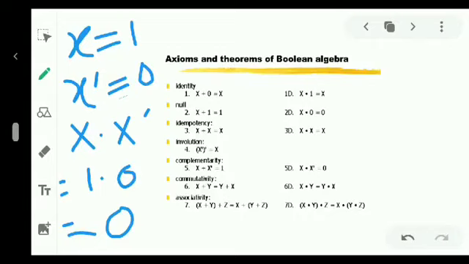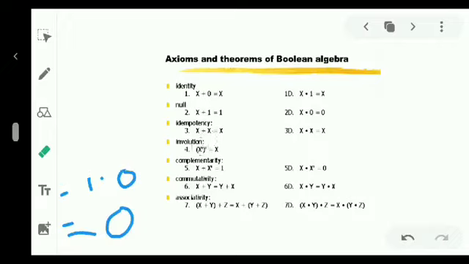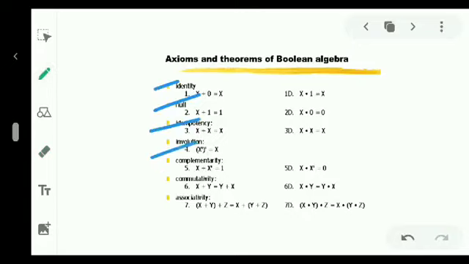Okay, this is 1 2 3 4 5 6 7 8 9. These all 9 rules are very, very important, because later on when we will do Boolean algebra simplification, we need all these laws for the simplification purpose. So it is very, very important.